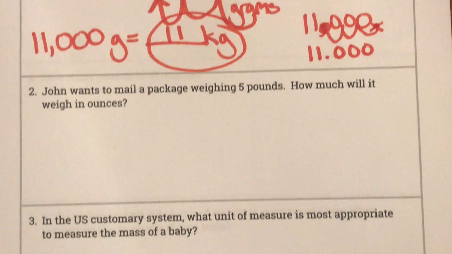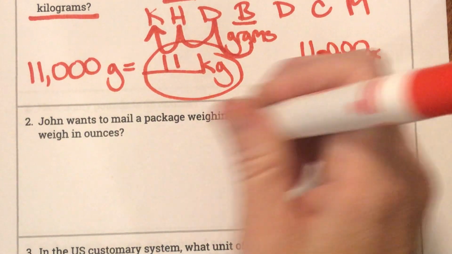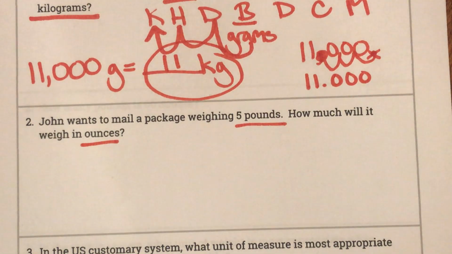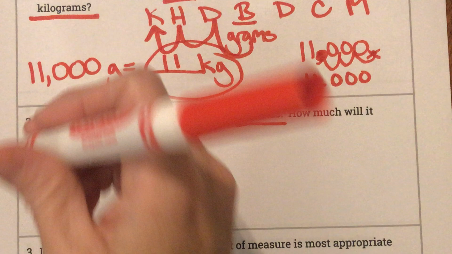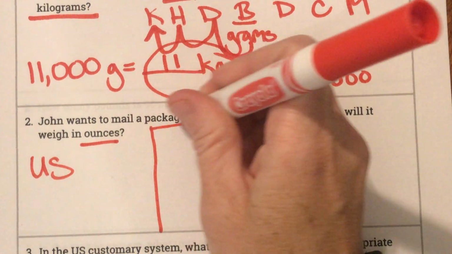Okay, let's look at another problem. My next problem says, John wants to mail a package weighing 5 pounds. How much will it weigh in ounces? Okay, so my measurements are pounds and ounces. So step 1 is I have to ask myself, is that US or metric? And that is the US system. So my tool is going to be a conversion chart.